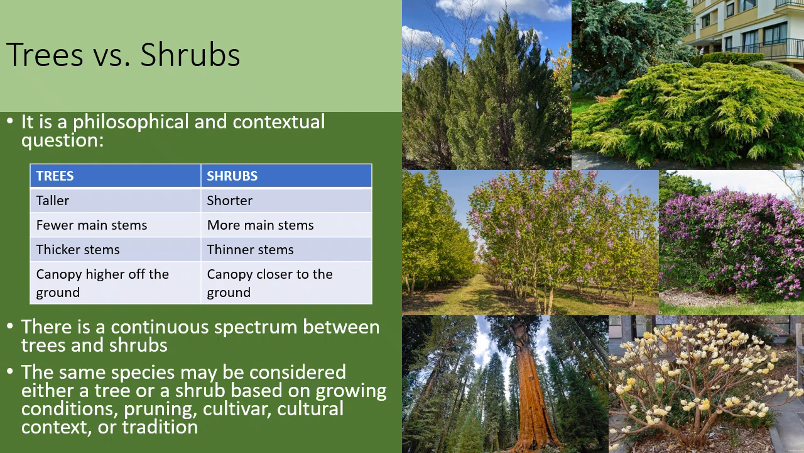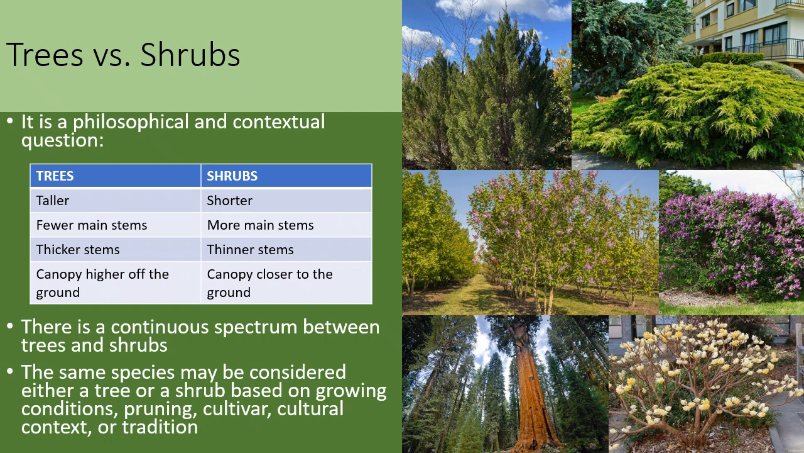Typically, we think of them as having just one trunk, but we all know that's not true. We've all seen trees with multiple trunks. And then shrubs, we typically think of as having more main stems, but you can certainly grow shrubs with just one main stem if you prune them to do so. Trees often have thicker stems, whereas shrubs are usually going to have thinner stems.